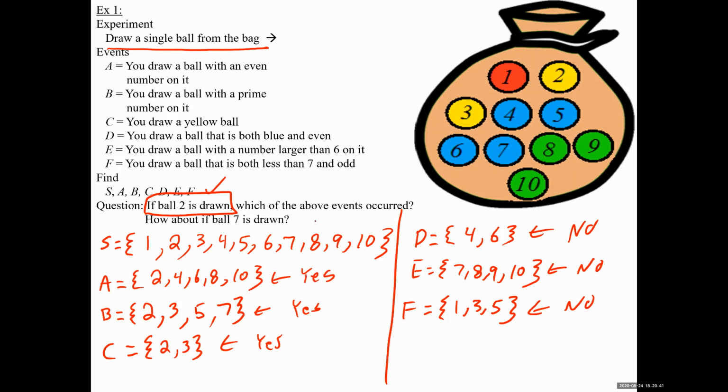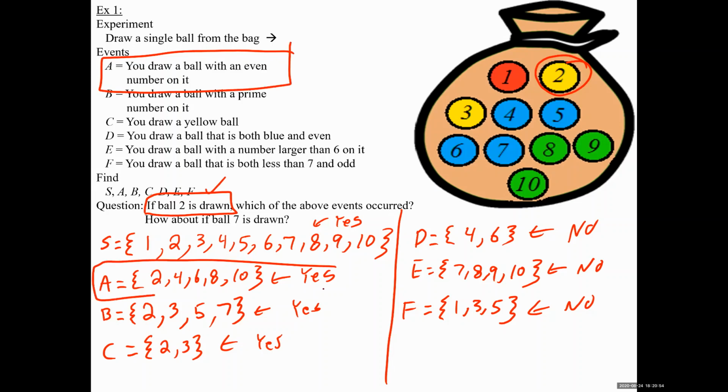And I can even ask for the sample space. Yes, for that one as well. Another way to say it is, if I draw the number 2, did I draw an even number? Yes. And these are the even ones. A stands for evens. So yes, if I drew the number 2, I drew an even.